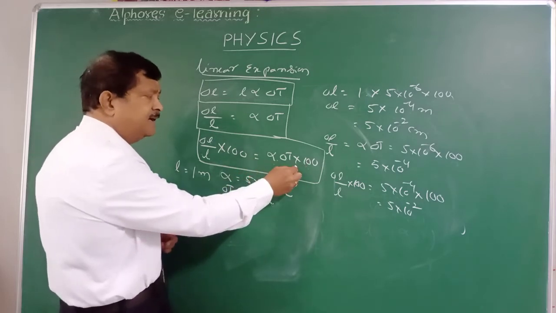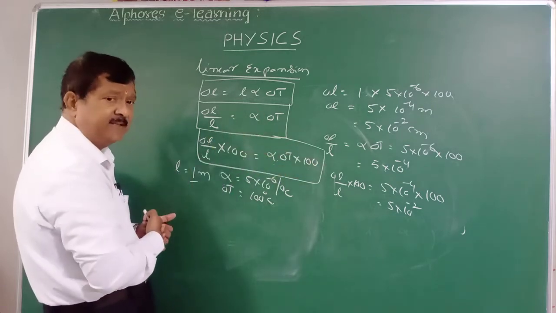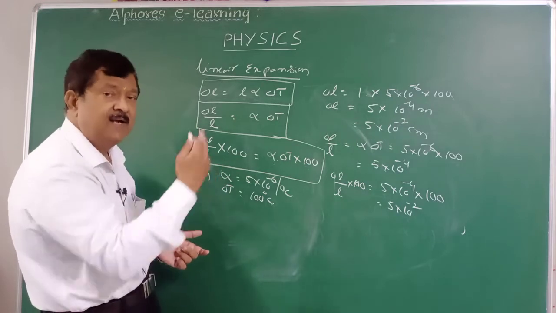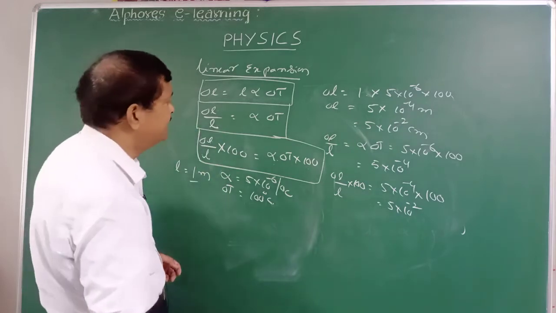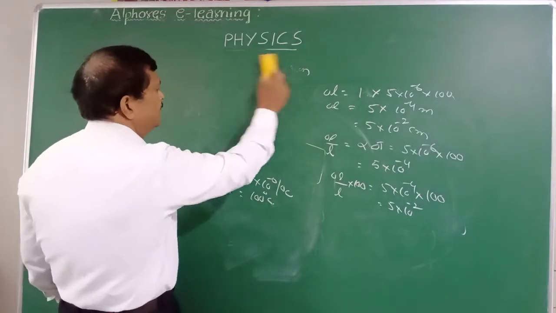Independent of the original length. That means if the original length is 1 meter, you are getting the percentage change like this. Now suppose I take the original length as 2 meter. Let us see what happens when I take the length as 2 meter.